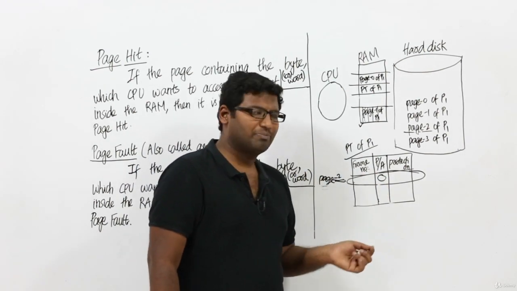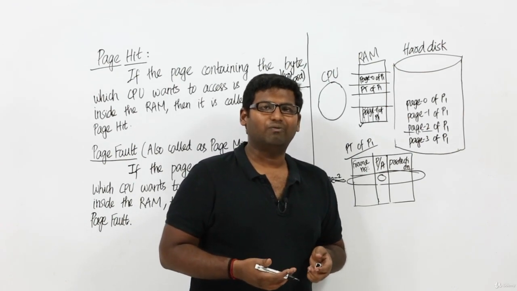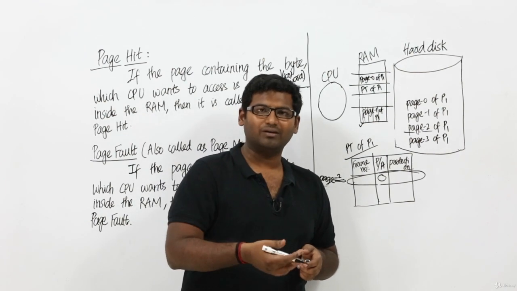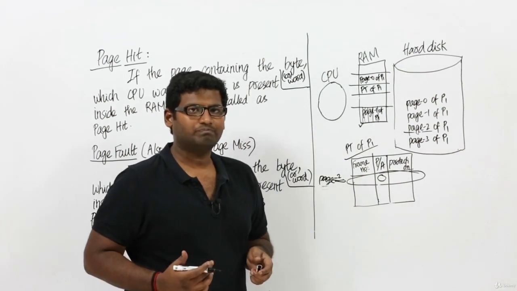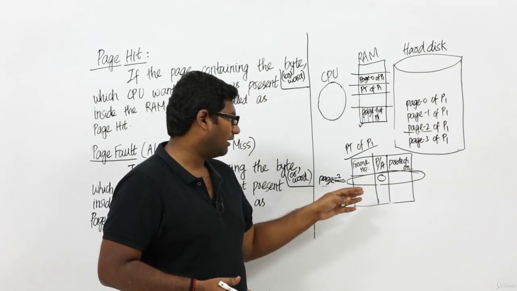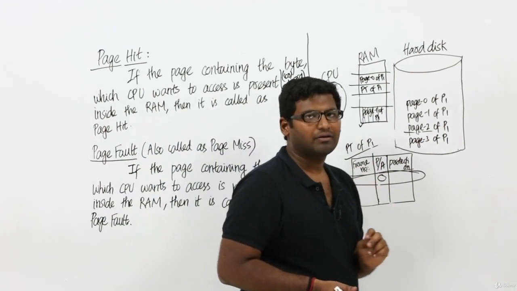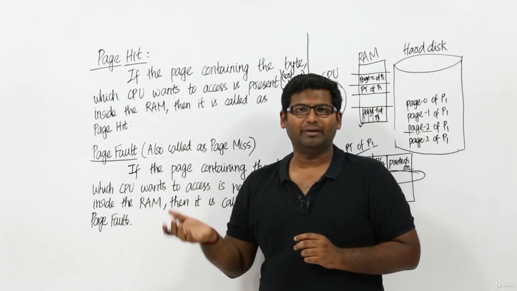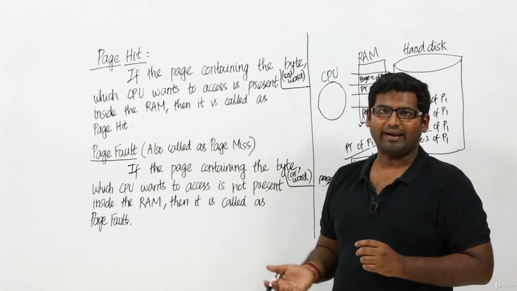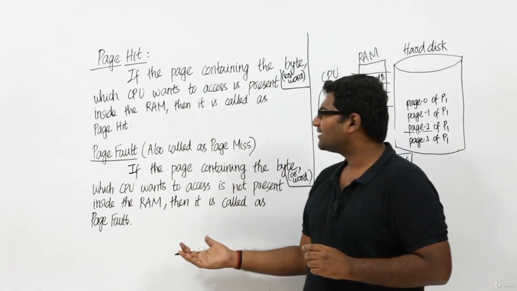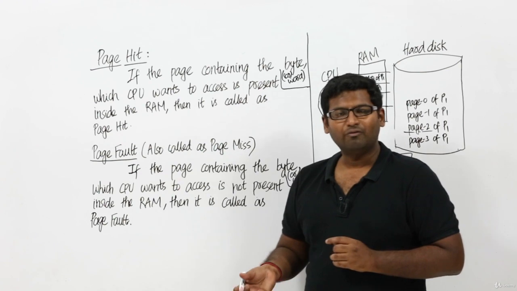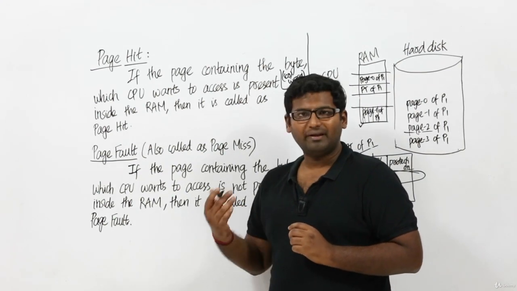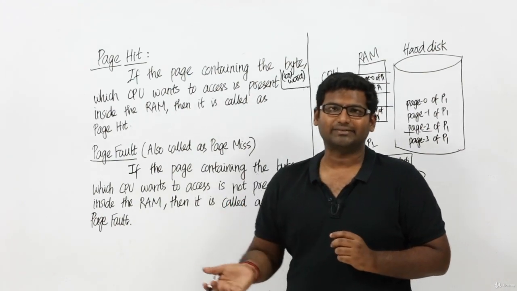Fine. So the present or absent bit is helpful in understanding whether the page or the byte which the CPU wants is present inside the RAM or not. So this is one advantage of the present or absent bit. That is what I want you to understand. In case of a page hit, the time taken to fetch the byte will be lesser because it involves only memory, RAM access. Whereas in case of a page fault, the time taken to fetch the byte will be comparatively larger because it involves both main memory RAM access as well as hard disk access.